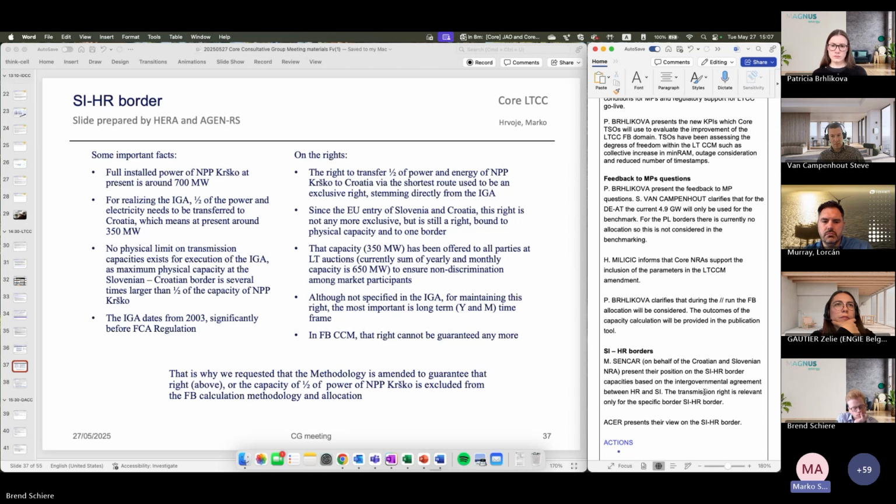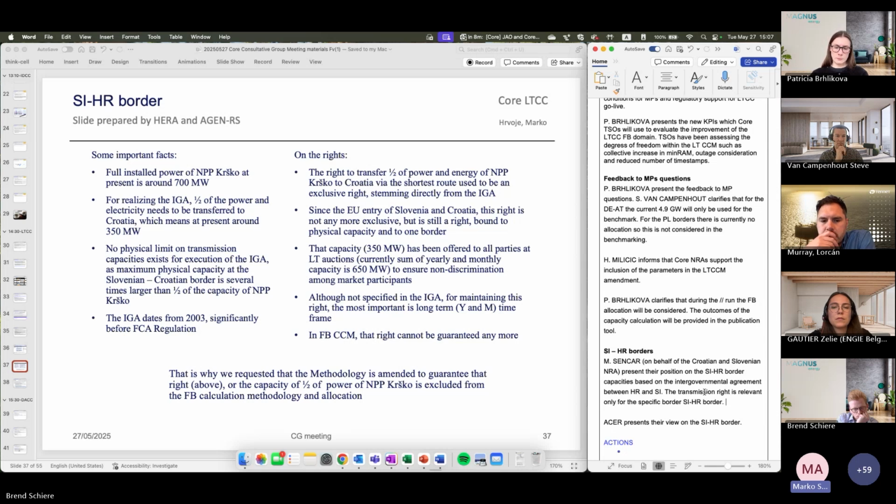The capacity of 350 megawatt has been offered to all parties in long-term auctions, so there is no question about discrimination anymore, as raised in one of the previous meetings. At present, the sum of the yearly and monthly capacity is 650 megawatts. To ensure non-discrimination among market participants, auction mechanisms ensure this.